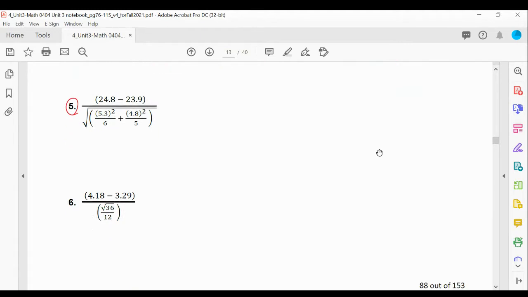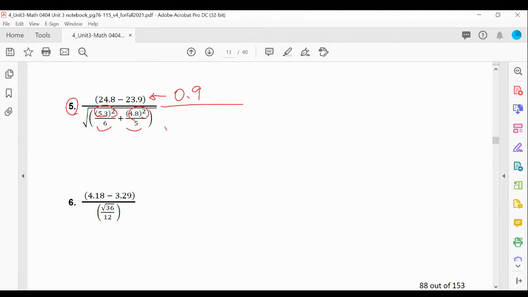Example 5 is a little more complicated, but I know you can achieve this. So let's start with simplifying the numerator. On the top, I have 2 fractions, 2 terms. I have to square the top first. So let's start by subtracting the numerator. 24.8 minus 23.9. I have 0.9 on the top. On the bottom, let's square these first. So I have 5.3 squared and 4.8 squared.